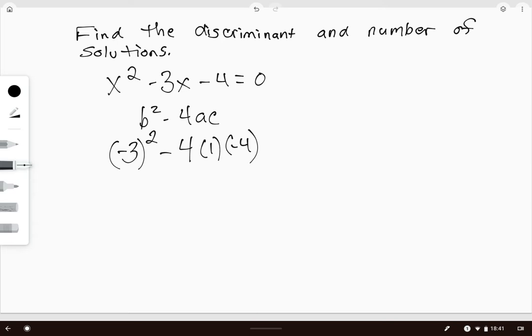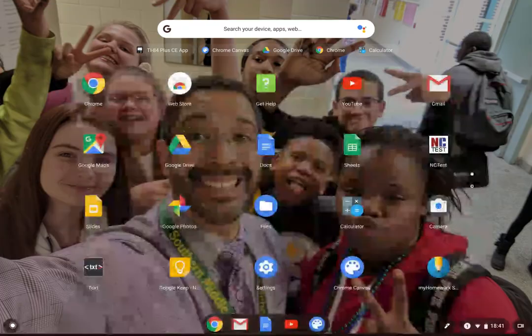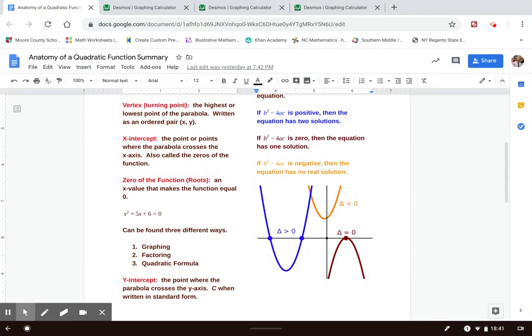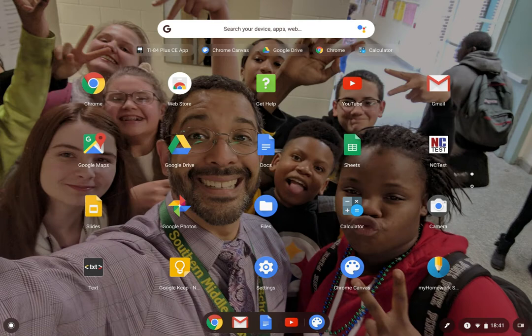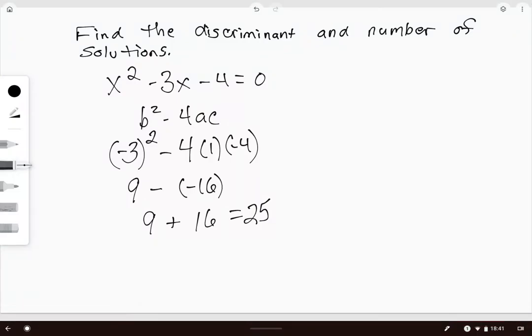So as I continue to do my math, negative 3 squared is going to be 9. Minus, so 4 times 1 is 4, and then 4 times a negative 4 is a negative 16. So two negatives make a positive, or a minus makes a positive. So that becomes 9 plus 16, which equals 25. Okay? Now, if I refer back to my rules, if b squared minus 4ac is positive, then the equation has two solutions. So what I need to look at here is my discriminant answer. It's 25. 25 is a positive number, so there are two solutions.